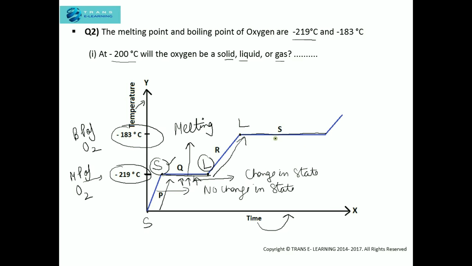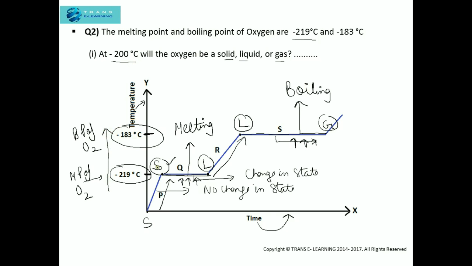And as we can see here, we have a horizontal line. There is no change in the state, and this represents the boiling point of oxygen. So the liquid oxygen will change into gaseous form here. The process of changing the liquid into a gaseous form on heating represents boiling, or we can say vaporization.